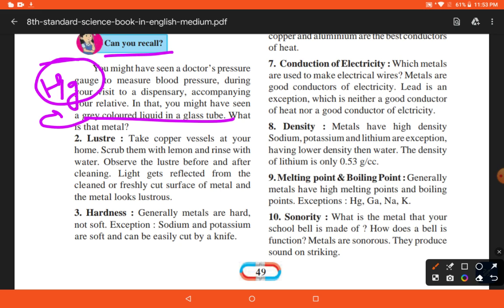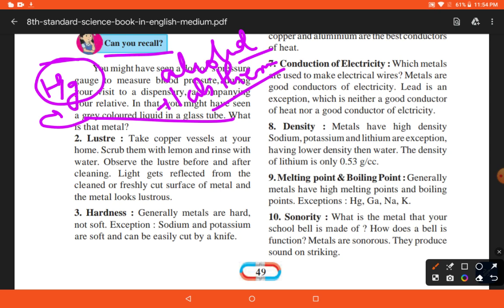And in thermometers, what is used? In laboratory thermometers, in the bulb, we use alcohol. Previously mercury was used, but it's poisonous. That's why we use alcohol.